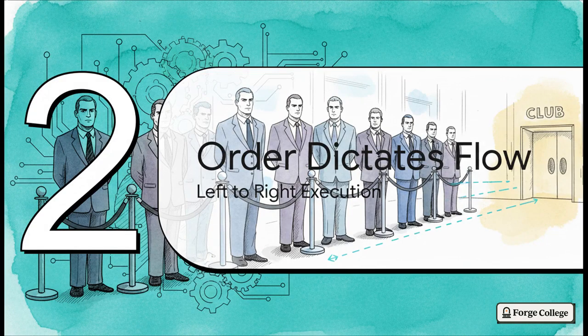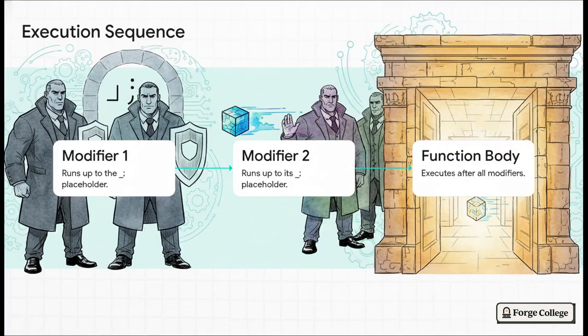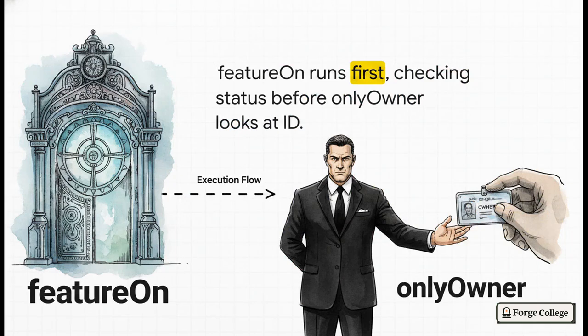Moving to Section 2, Order dictates control flow. Let's look at how these things stack up. You got to picture modifiers like a gauntlet of strict bouncers outside an exclusive club. You literally have to get past one to even talk to the next. Execution flows strictly left to right in your source code. Modifier 1 runs its checks first. If you pass, you hit that underscore placeholder. Now, that underscore isn't just some random punctuation. It's the specific command to step forward. So you pass the underscore and boom, you hit modifier 2. It runs its checks, pass those, hit its underscore, and finally you are allowed into the actual function body, left to right, always.